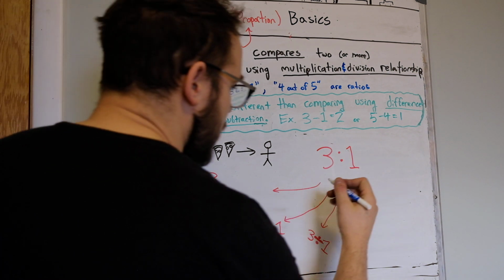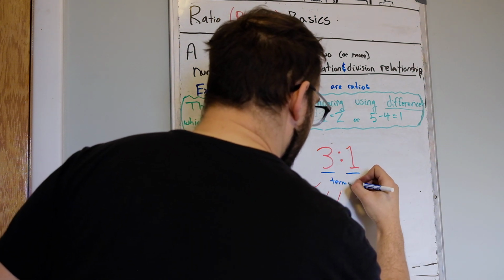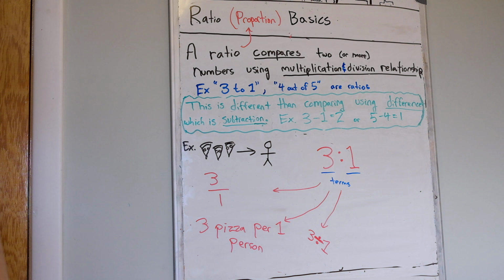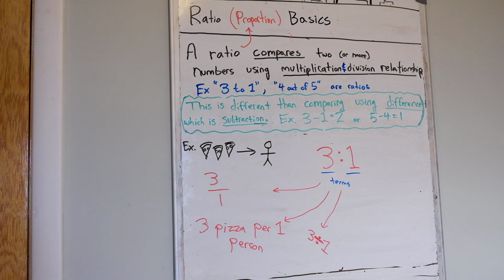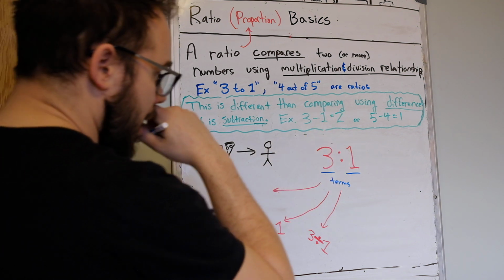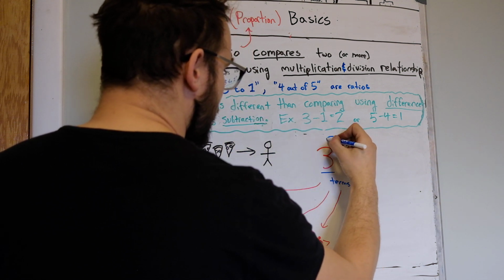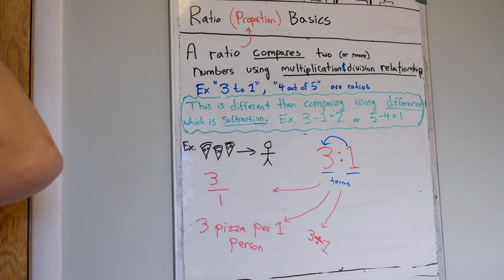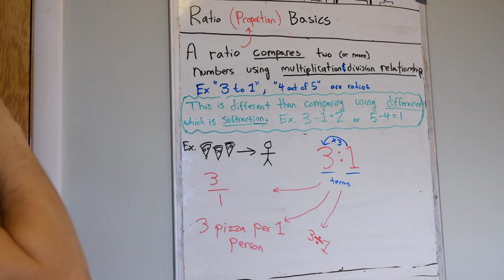Okay, so these are called the terms. Those are the terms of a ratio. This is a 2-term ratio because it just has 2 numbers that are being compared. And the idea here is that in whatever the case, there's a comparison happening between the first number and the second number. So this first term is 3 times bigger than the second term is, right?